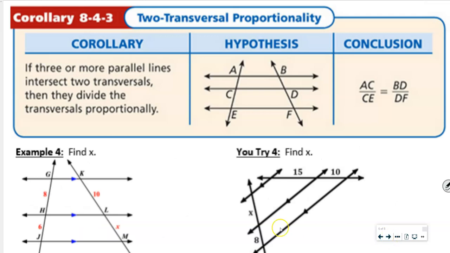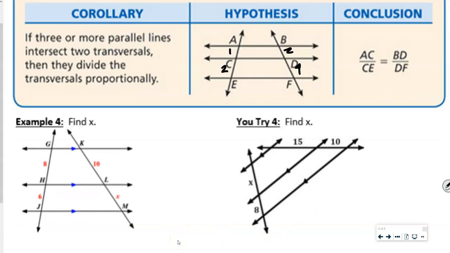Okay? So this next one says the two transversal proportionality. So if 3 or more lines intersect 2 transversals, then they divide the transversals proportionally. So this says AC over CE is equal to AB over BD, I mean BD over DF. So once again, if I told you this was 1 and this was 2 and this was 2, then this would have to be 4, right? Okay, so we're going to do this down here.